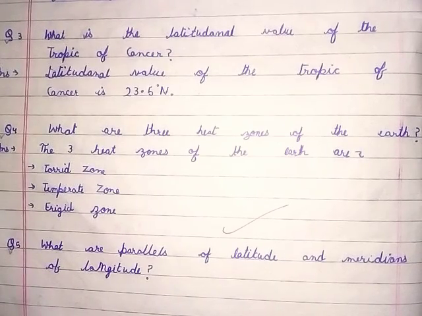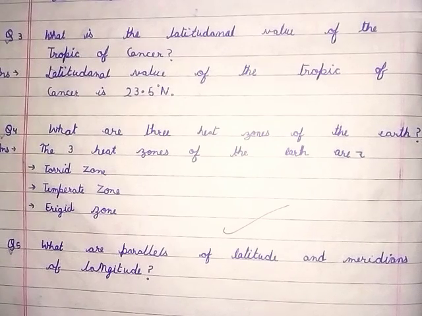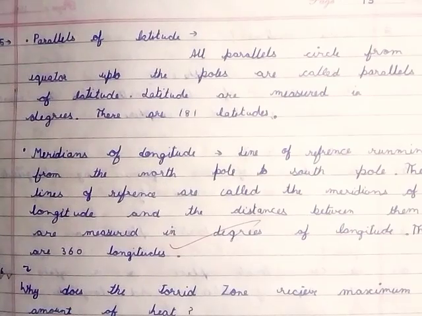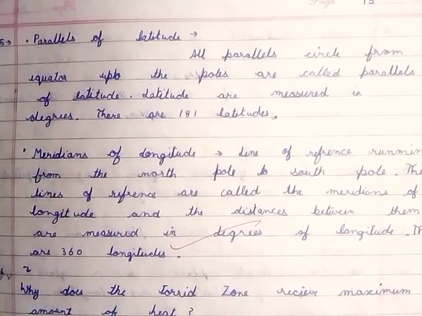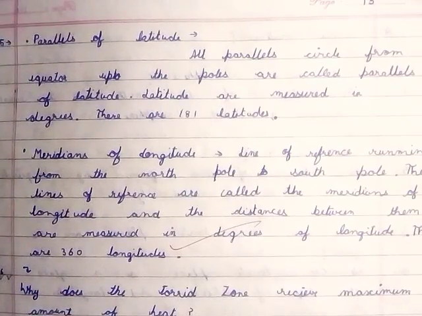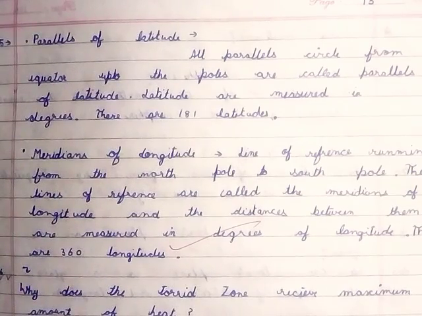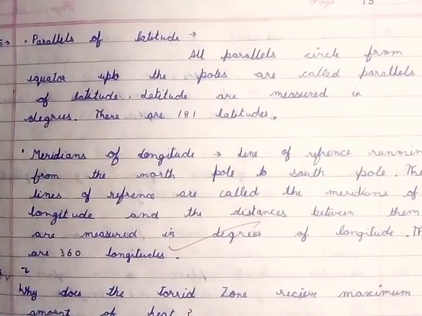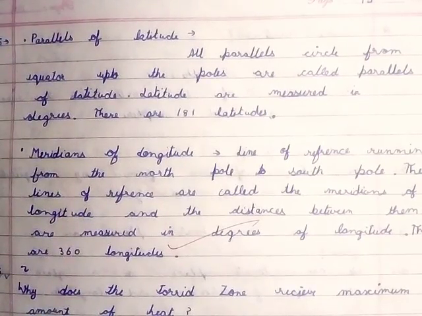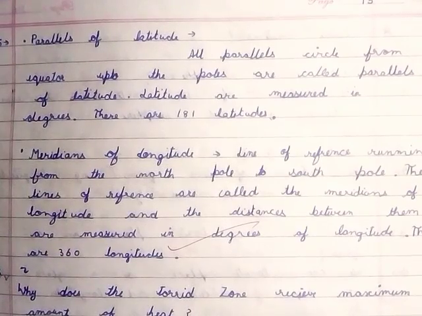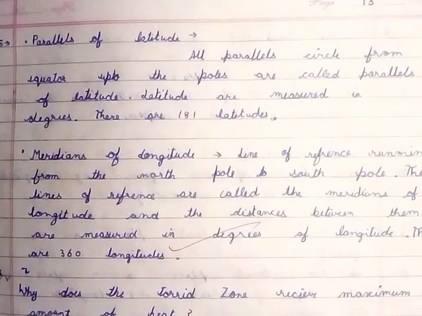Question number 5. What are parallels of latitude and meridians of longitude? Answer number 5. Parallels of latitude. All parallel circles from the equator up to the poles are called parallels of latitude. Latitude are measured in degrees. There are 181 latitudes.